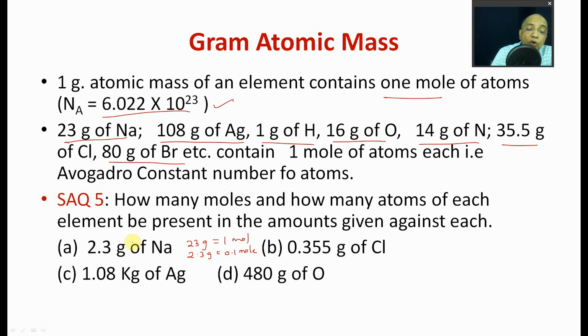And if 1 mole is Avogadro's number of atoms, so the number of atoms N is equal to 6.022 into 10 to the power 22. Why 22? Because 0.1 into Avogadro's number. 0.1 is 10 to the power minus 1. So it remains 10 to the power 22 instead of 23. So 2.3 gram of sodium is equal to 0.1 mole, because gram atomic mass is equal to 1 mole.